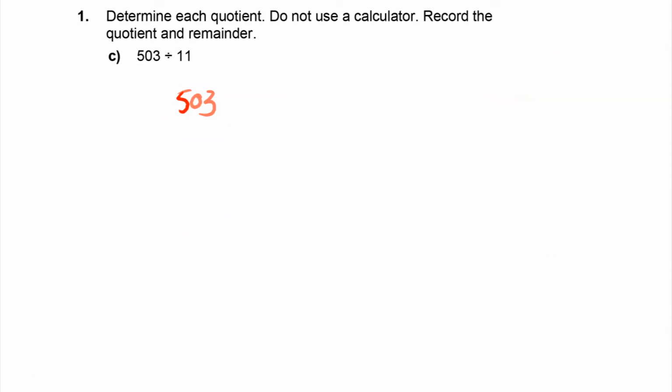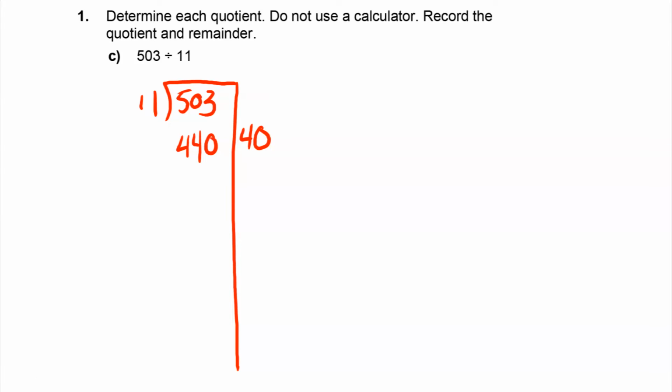Another one, 503 divided by 11. Using the first method, I'm going to say 40. So 4 times 11, that's 440. Subtracting gives me 63. Now I'm going to multiply by 5. 5 times 11 is 55. 63 minus 55 is 8. And that's my remainder.